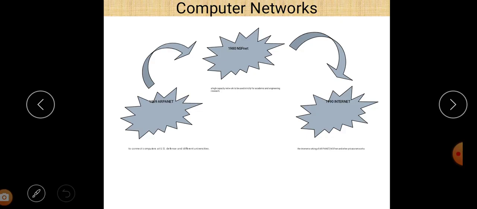So you can easily see here, this is a diagram explaining the concept of internet. ARPANET is here. After that, in 1980, NSFNet, and after that, using these two technologies, the internet was introduced in 1990.